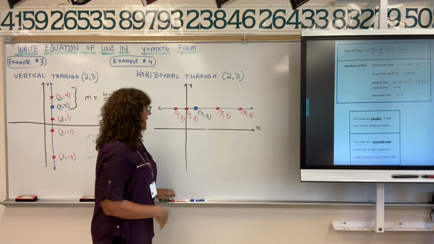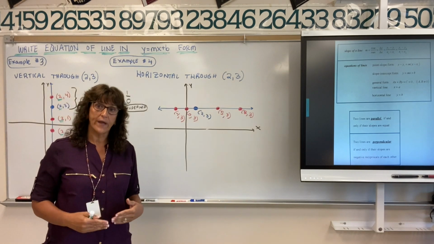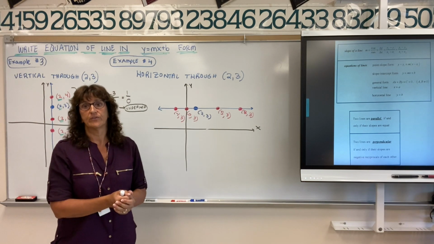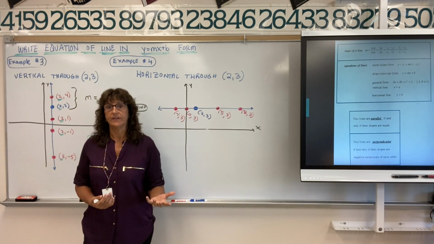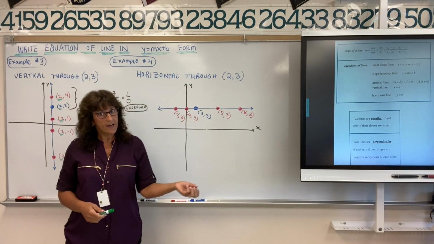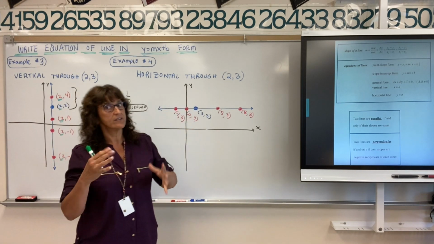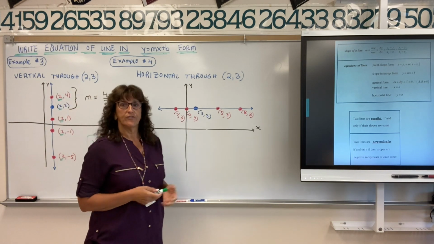So how many points are on this horizontal line? Infinitely many points are on this horizontal line. How many points did we name? We named 5 of them, but there are infinitely many points on this line. So you could take 2 of those 5 points, get the slope, plug it in, right? Or you can notice the pattern.